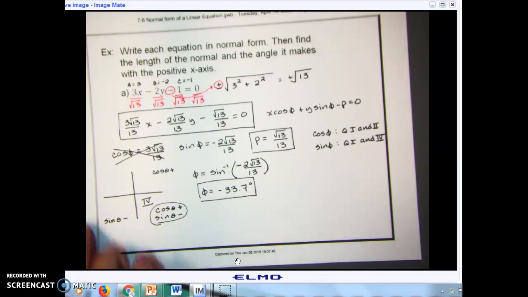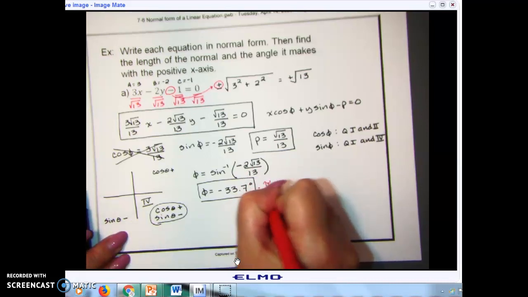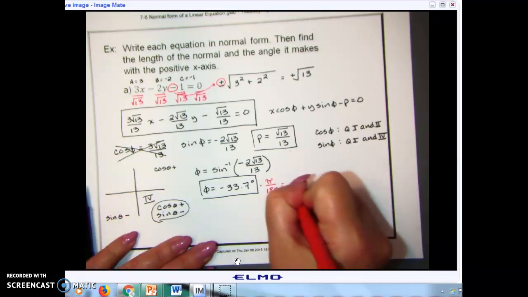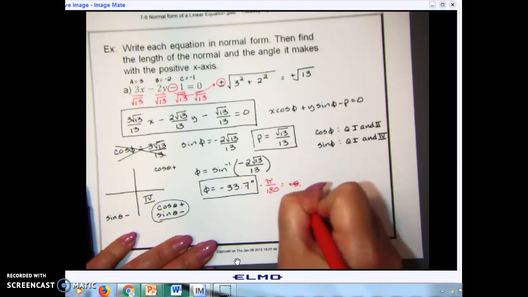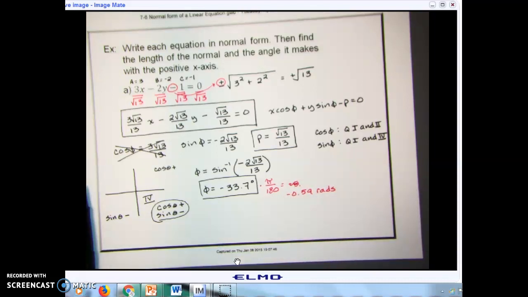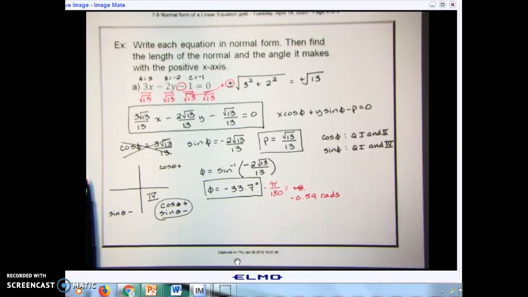Had it said in radians, you could always multiply this by pi over 180 and then use your pi button. So you could say times the pi button divided by 180, and you could have said that it's negative 0.59 radians. But if it doesn't specify, it is okay to leave it in terms of degrees.